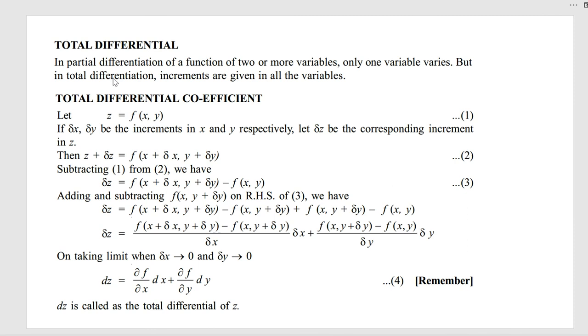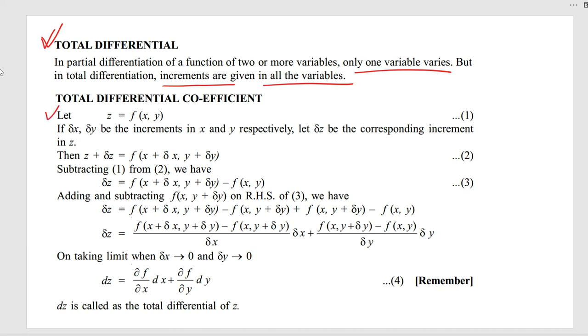So now there is another concept called total differentiation. What is the meaning of total differentiation? For partial derivative, out of these two or more variables, we change only one variable and all other variables remain constant. But in total differentiation, the increments are given to all the variables.